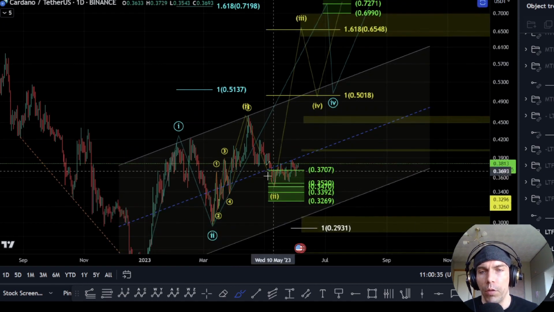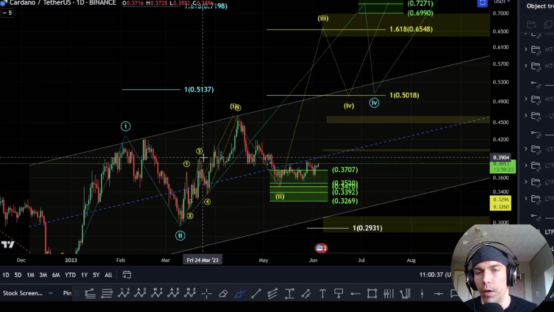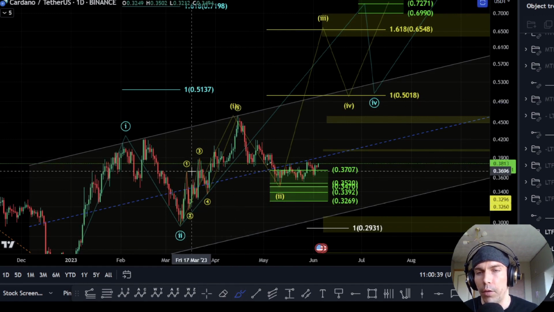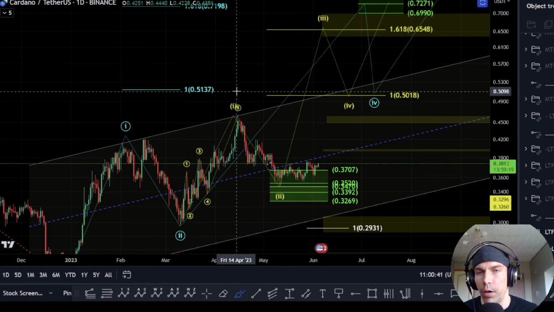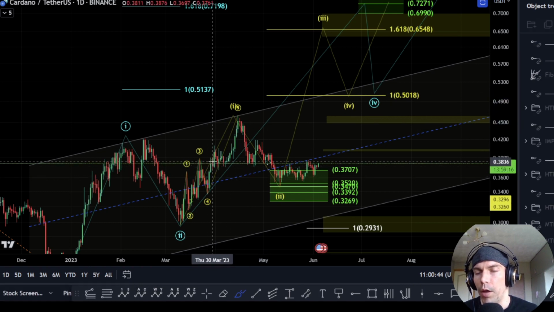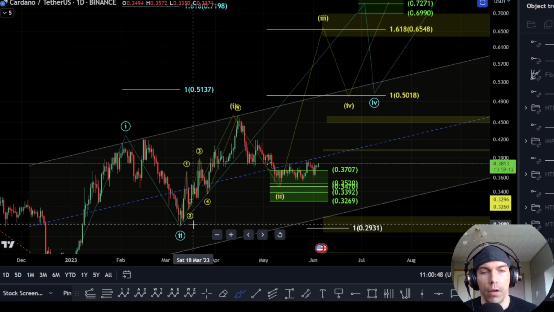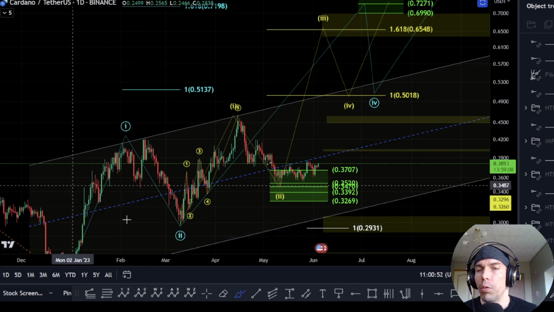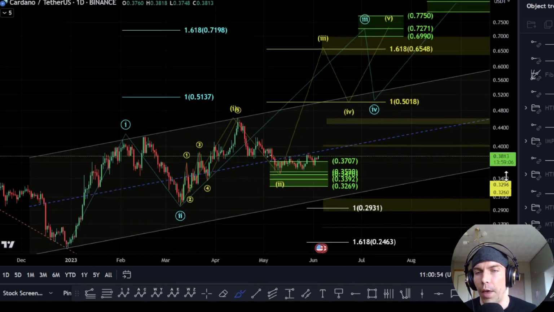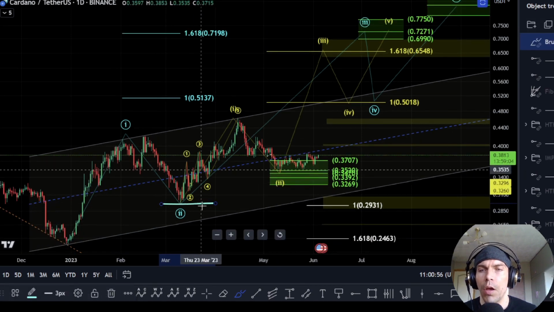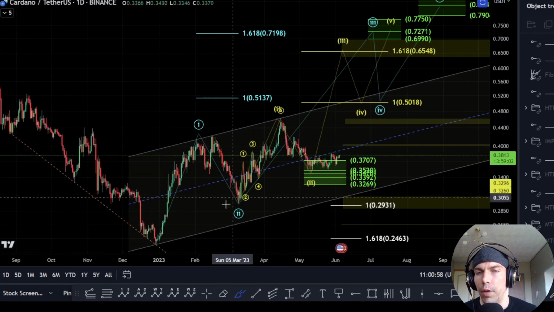Now, the problem within this, it's not really a problem, but I don't really like it because we'd be relying on the fact that we have an expanding diagonal here as an additional wave 1. Now, this is technically possible, and as long as we actually hold the low here of this 29.80 level, we do have the potential that this could actually play out. If we start to lose this low though, this would make this count invalidated.